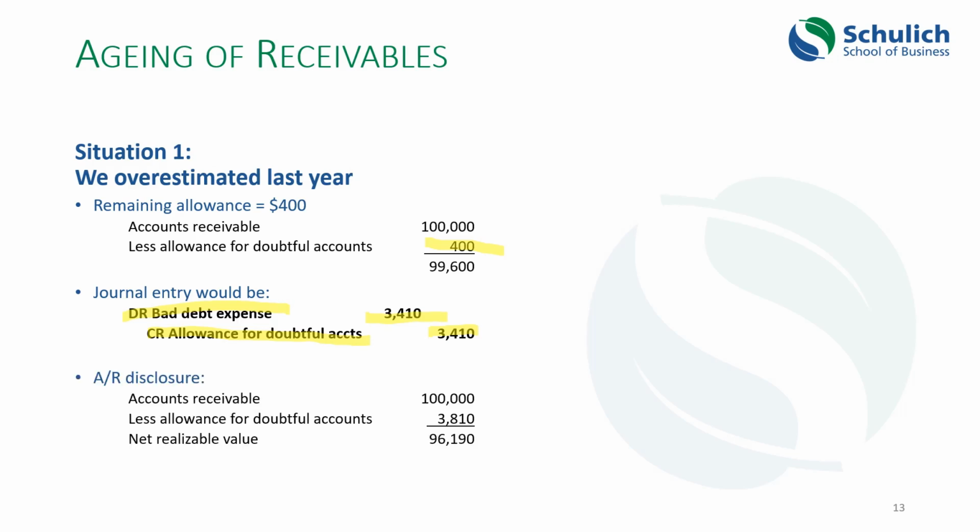So this is what the disclosure is going to be. On the balance sheet, we're going to have accounts receivable disclosed as $96,190.